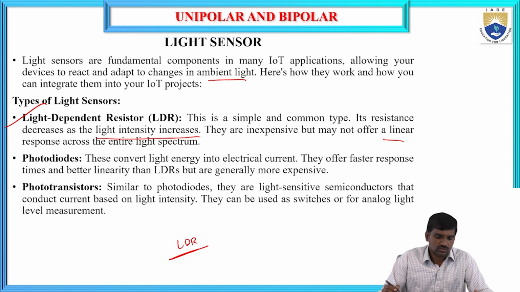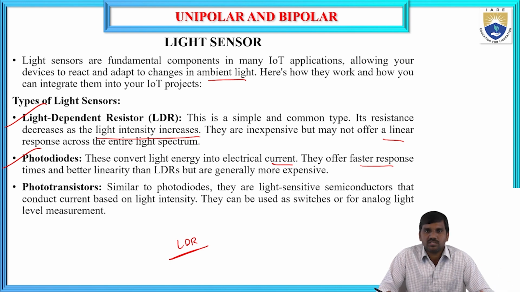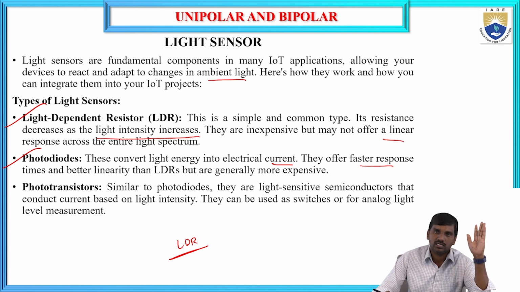Next one, photodiodes. These convert light energy into electrical current. They offer faster response time and better linearity than LDRs, but are generally more expensive. That is the photodiodes. And phototransistors, these are also electronic devices that may be useful to develop IoT projects: LDR, photodiode, phototransistor. In the previous lecture, we talked about the LED, buzzer, NPN and PNP transistors like that. These are all electronic components we use to develop IoT projects.